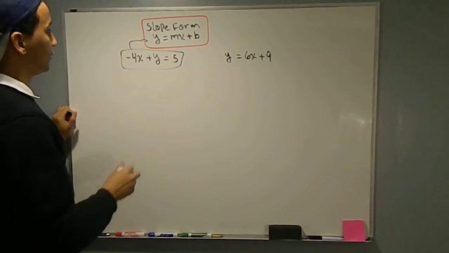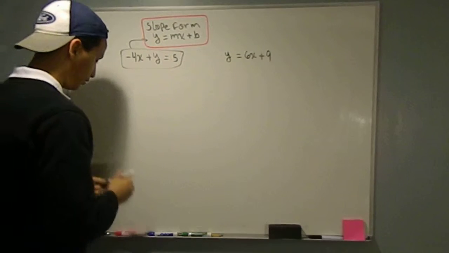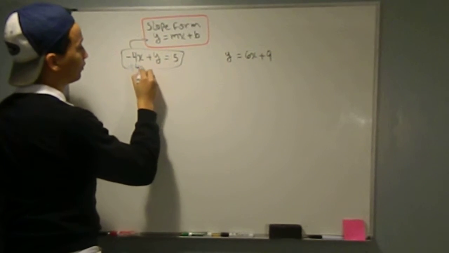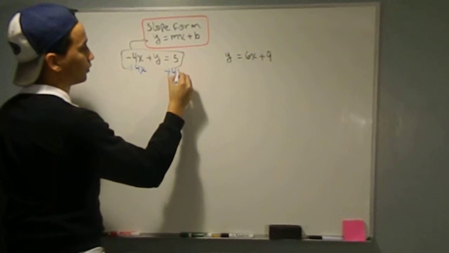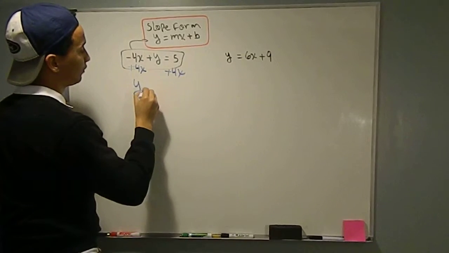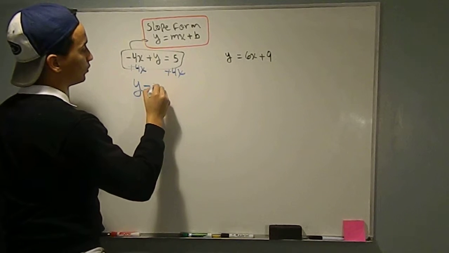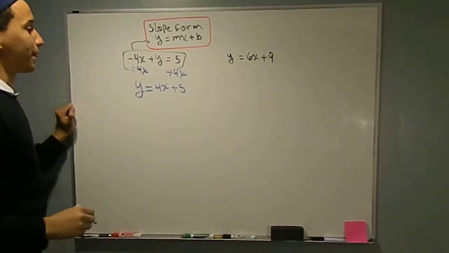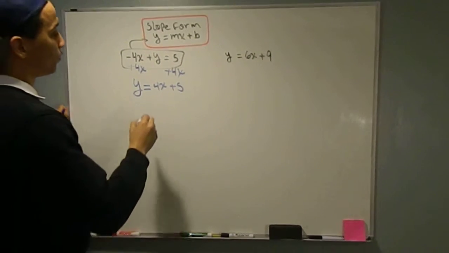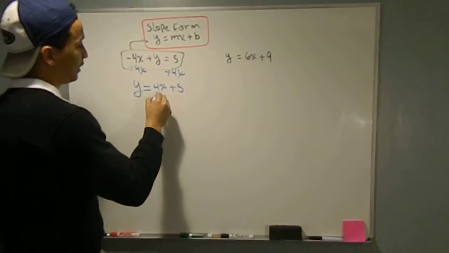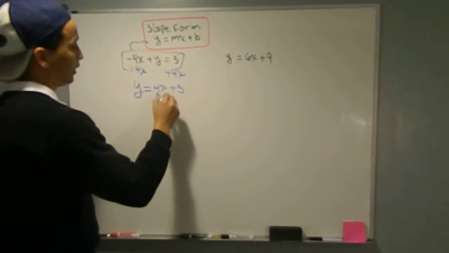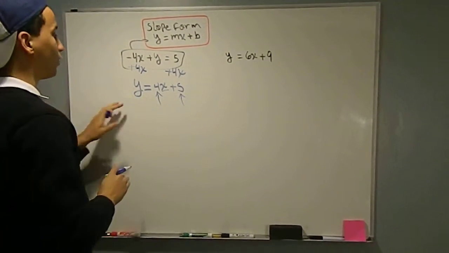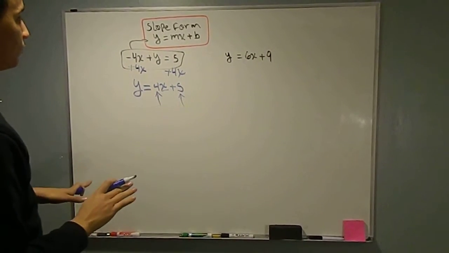Alright, so in order for us to solve for y in this case, we need to add 4 to both sides of the equation. So we have y equal to 4x plus 5. The slope form tells us that mx plus b has to be equal to y, right? So that looks good for now, right?